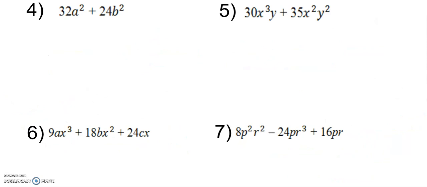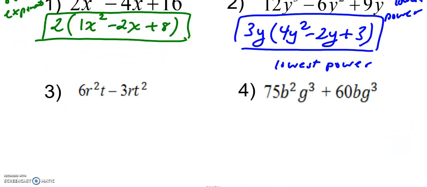So if we use this idea onward, let me scroll down actually to number 3. If we look at number 3, I notice we have r's and t's this time. And just like number 1, please be careful that if you do not have a certain type of variable in each term, you cannot take it out.